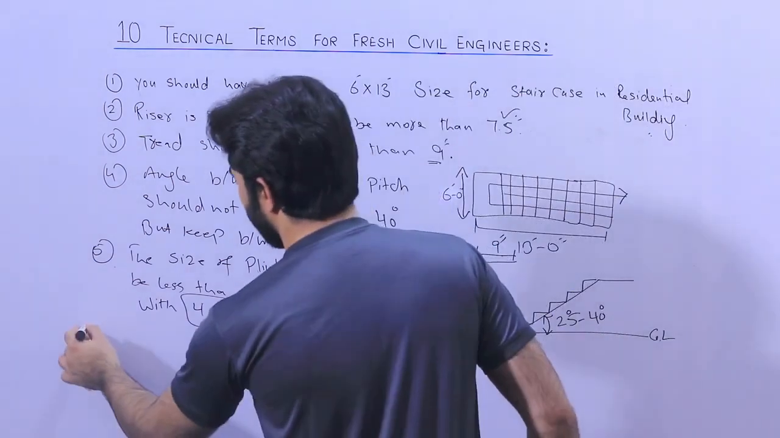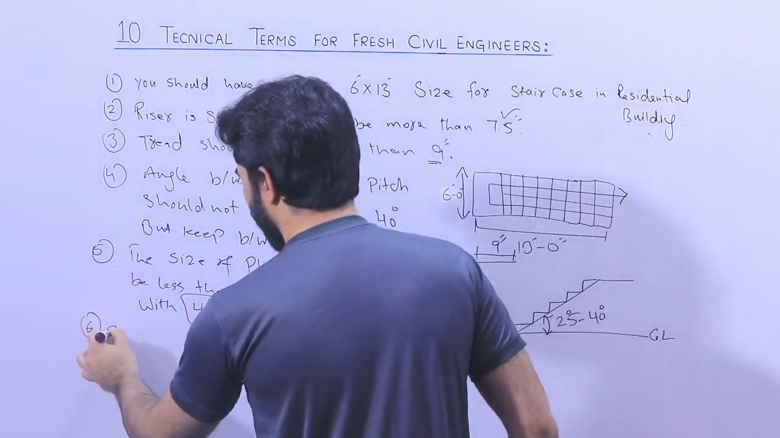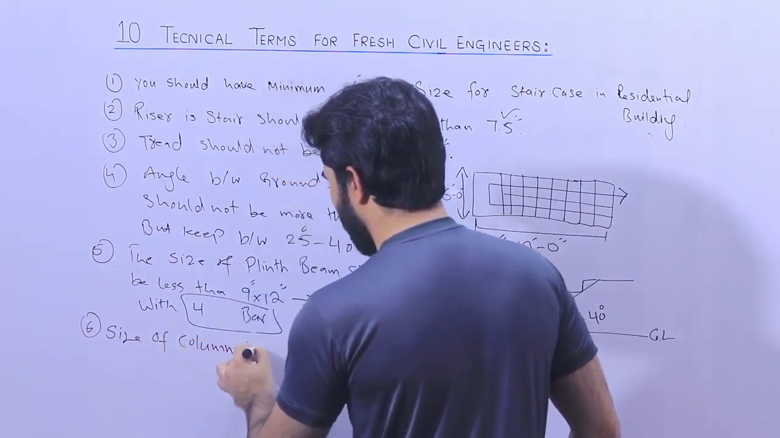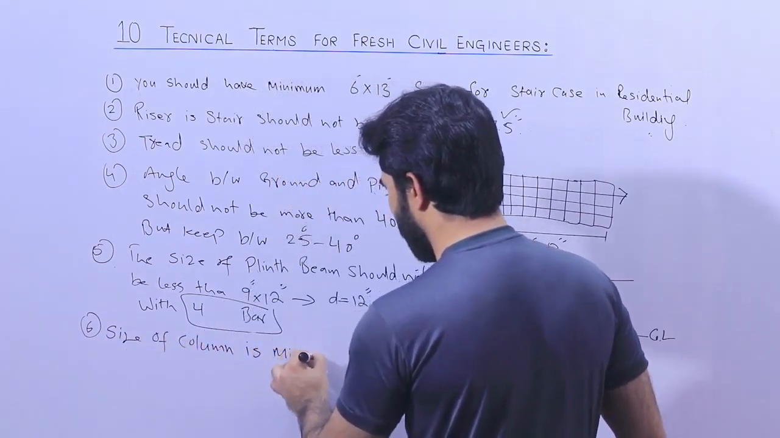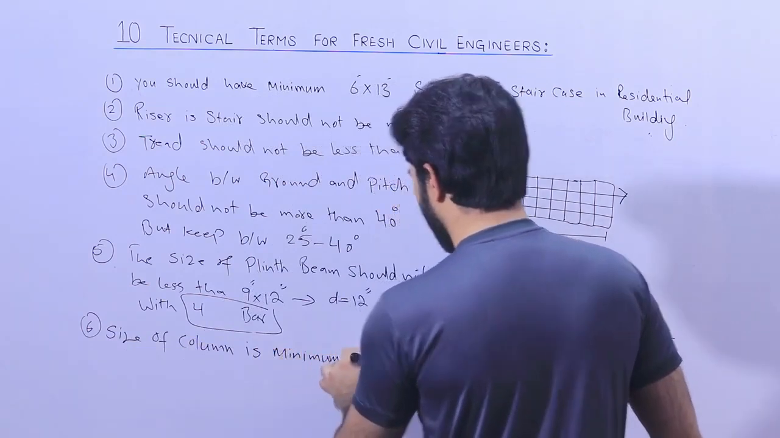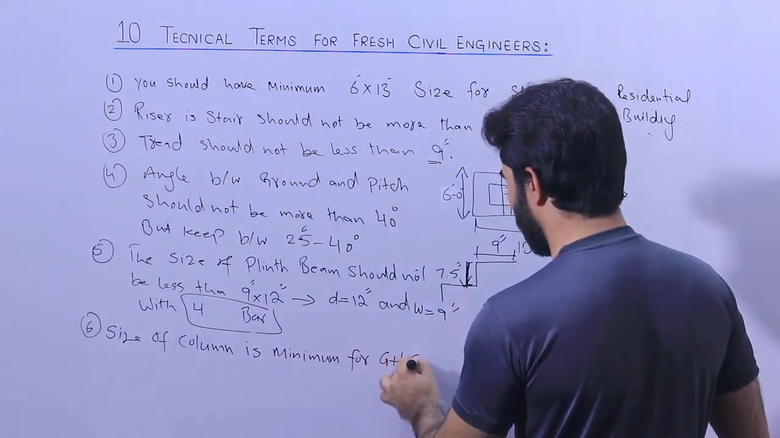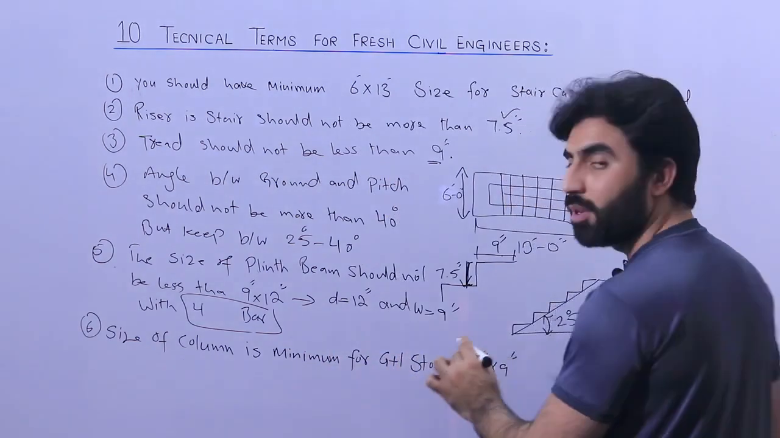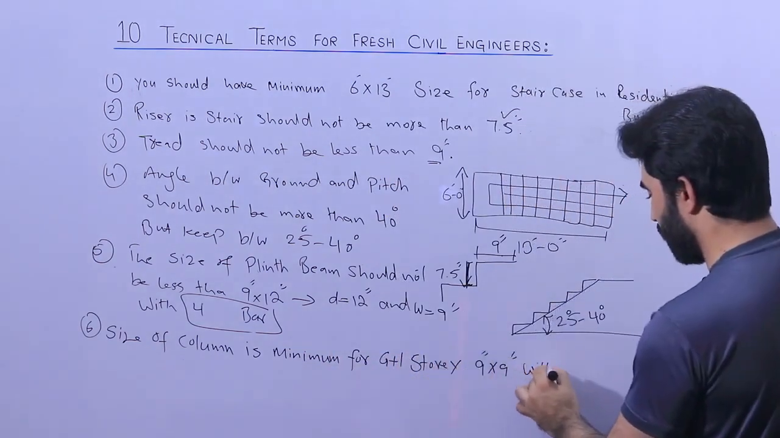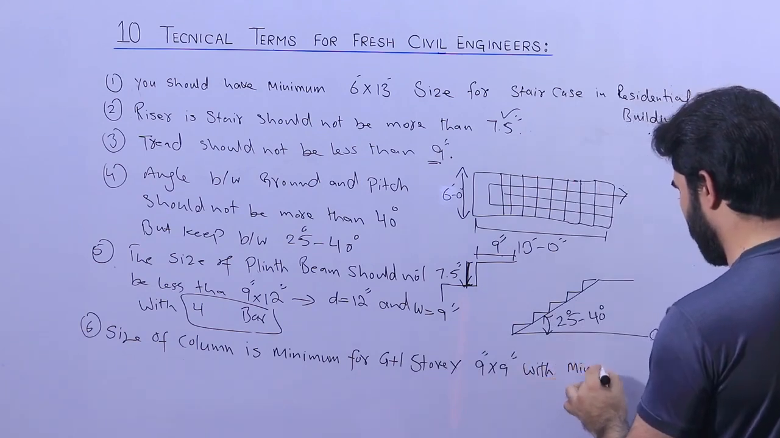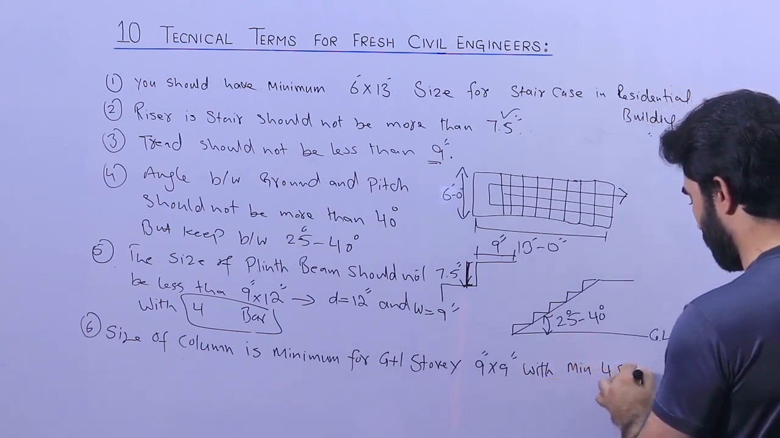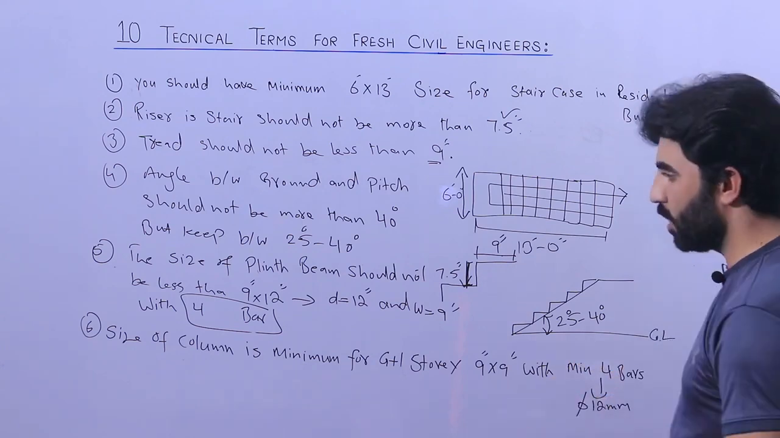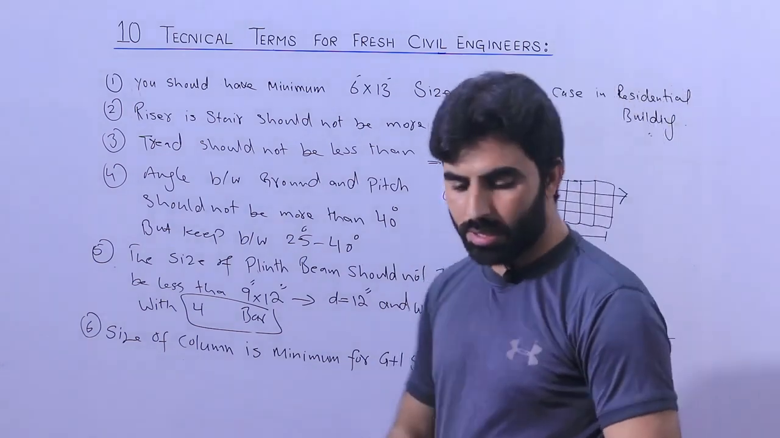Now guys, the sixth one is the size of column. It is minimum, for a G+1 storey, 9 inches by 9 inches with a minimum of 4 bars, and the diameter you can keep 12 millimeter. So this is for the size of column.